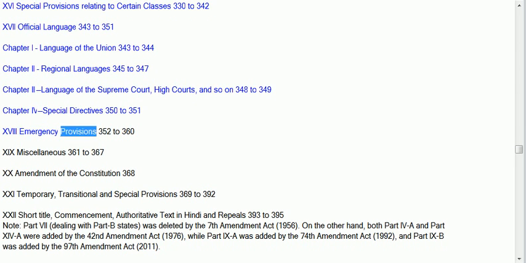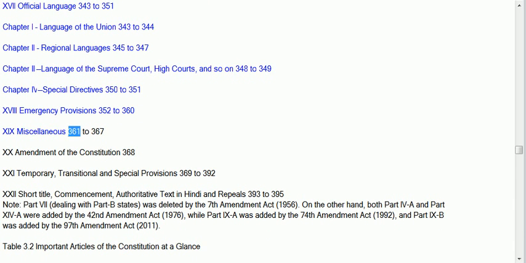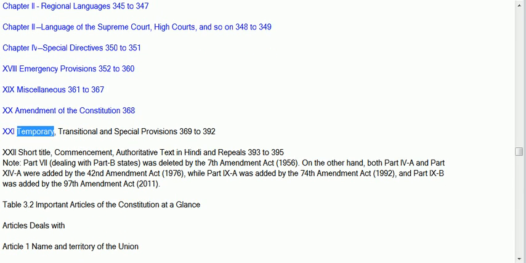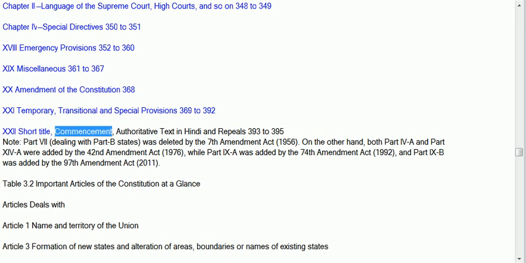18 Emergency Provisions, 352 to 360. 19 Miscellaneous, 361 to 367. XX Amendment of the Constitution, 368. XXI Temporary, Transitional, and Special Provisions, 369 to 392. XXII Short Title, Commencement, Authoritative Text in Hindi and Repeals, 393 to 395.